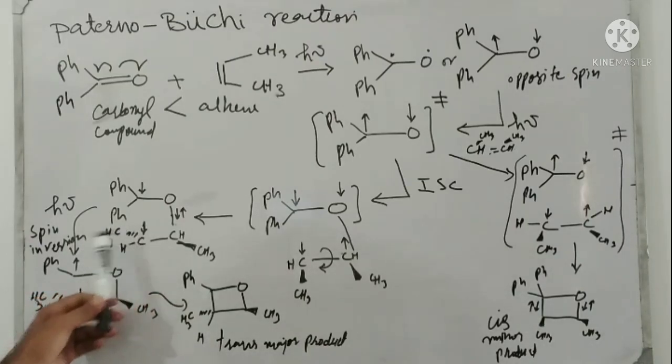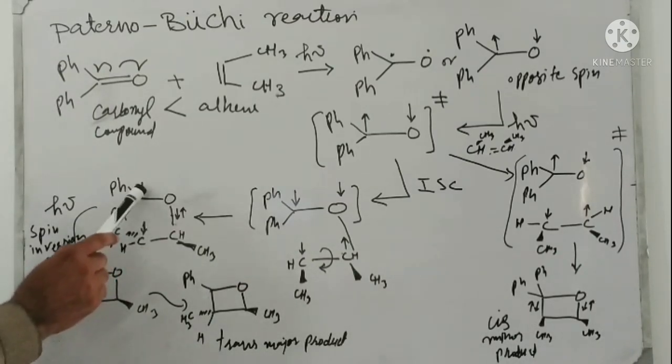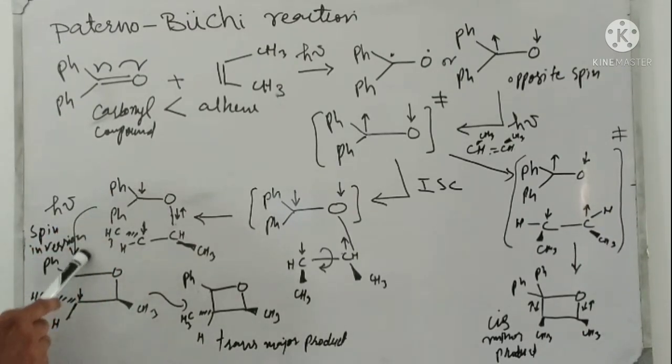So in the presence of light, spin inversion can occur. You can see this written here. Spin inversion has changed, and now the two electrons have opposite spin. Now we can make the bond. After making the bond, you can see we get this trans as the major product. So this is the explanation.